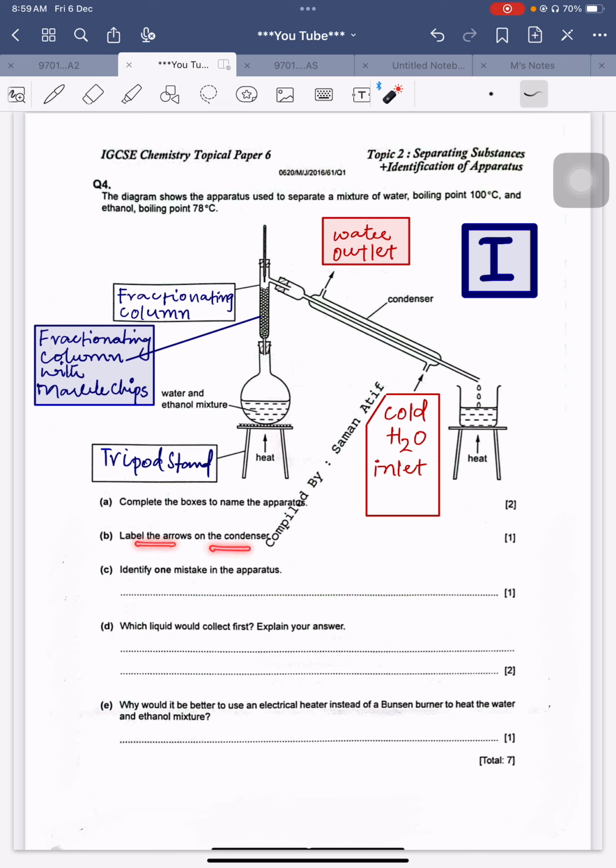Label the arrows on the condenser. Sometimes the examiner asks the name of this apparatus as well. This is a condenser, and sometimes he asks what is the function of the condenser. Condenser is an apparatus used to shift the vapors of a substance back into the liquid state. Here there is an anti-gravitational flow of cold water. So cold water is going in from this direction and water is coming out from the top. Remember that cold water shifts all of its coldness to the condenser, and finally water comes out. Okay. Identify one mistake in this apparatus.